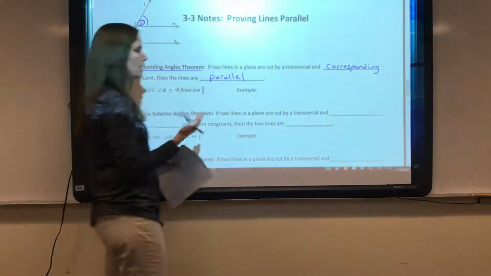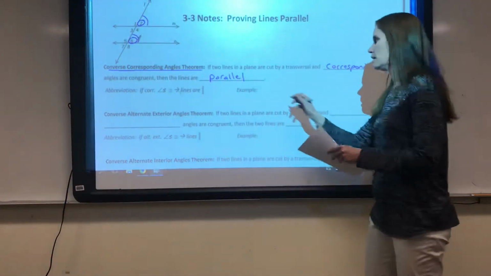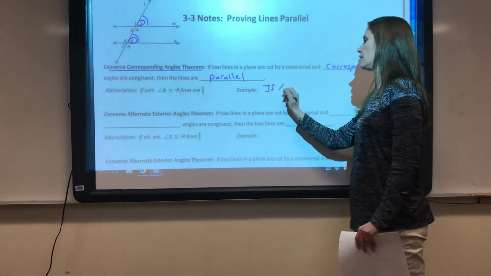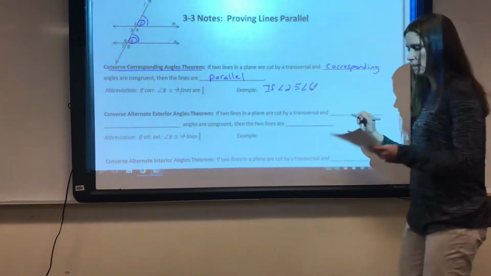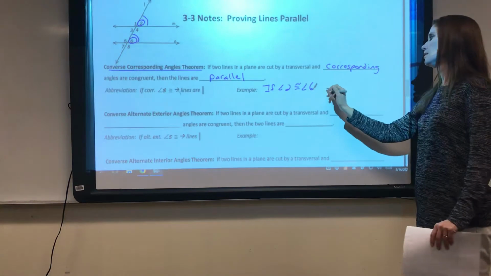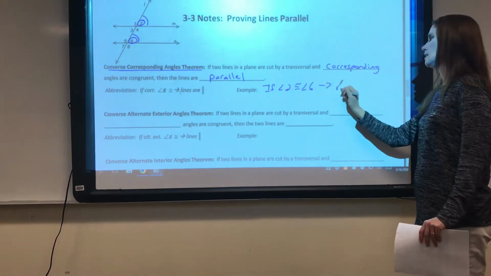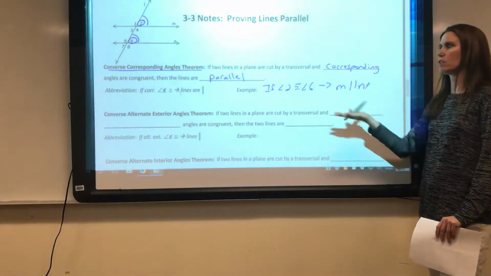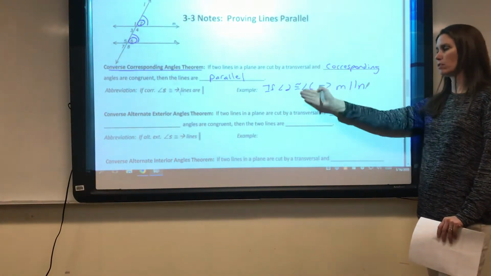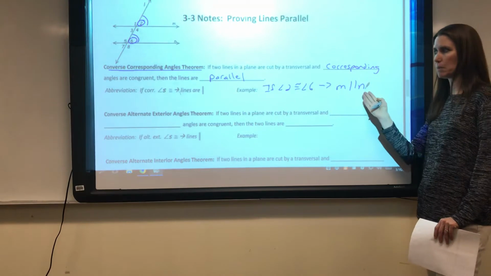Okay, so kind of an example I can say from that is that if angle 2 is congruent to angle 6, then M would have to be parallel to N. Okay, so that's just something that I know. If the corresponding angles are congruent, the lines must be parallel.